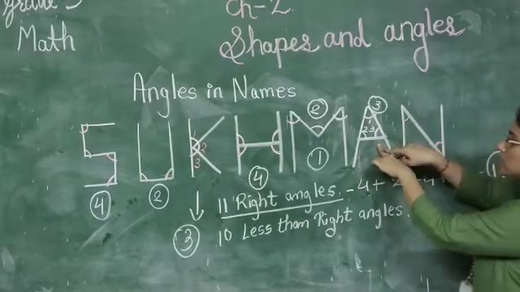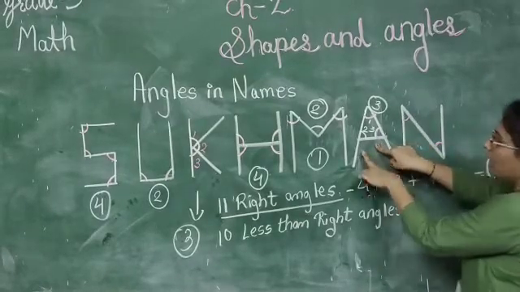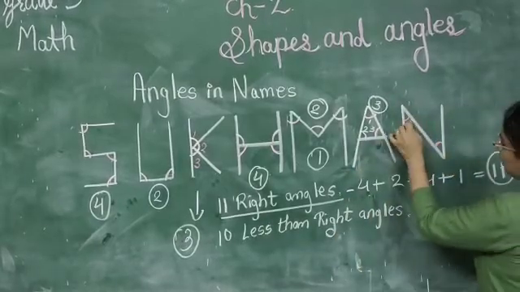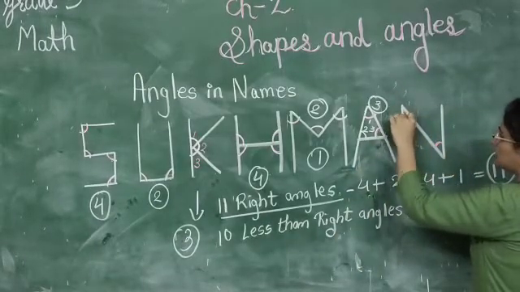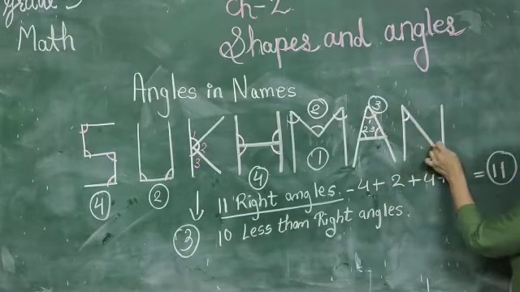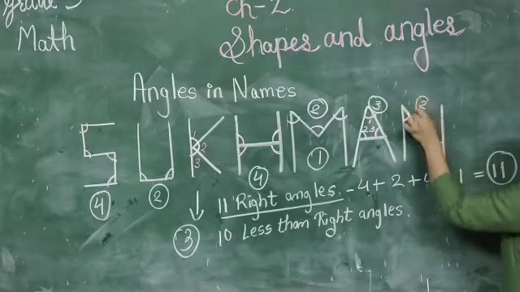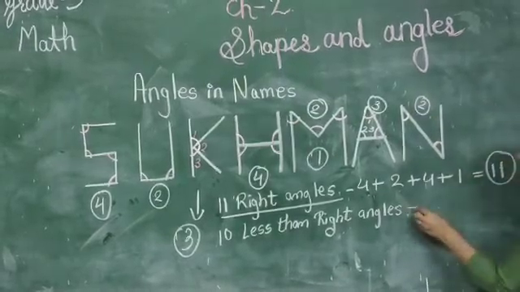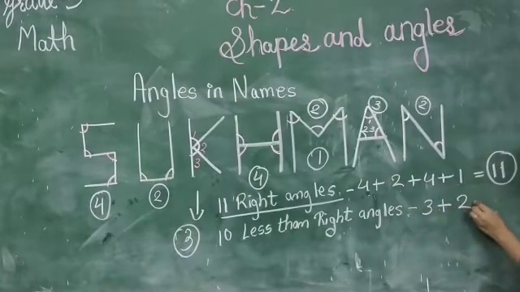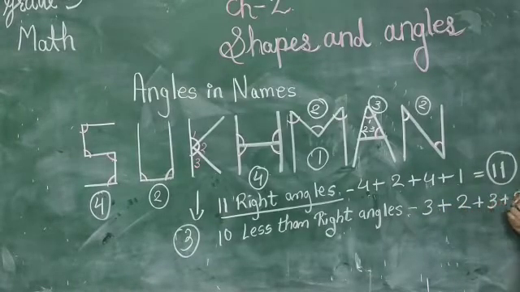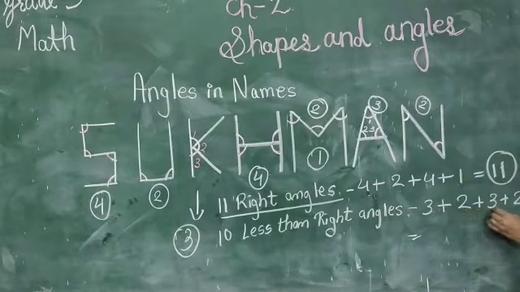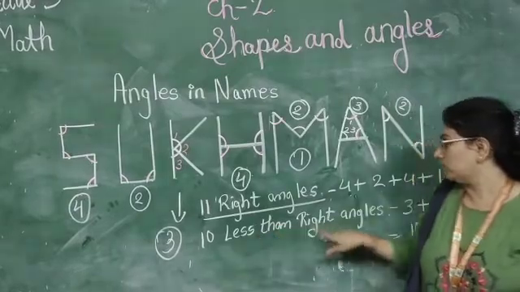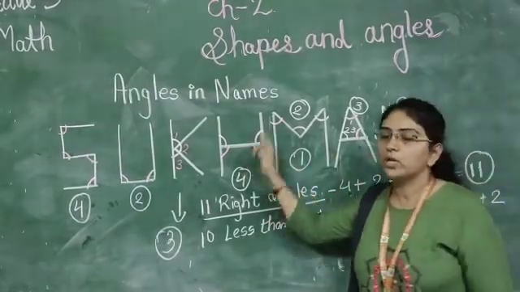But as you can see, these are more than right angles, and we have to see for the less than right angle, so we could not consider it. And the third, last letter is N. Here also it is making a less than a right angle, and this is also making a less than a right angle. So these are 2. Let's count: 3 plus 2 plus 3 plus 2, equals 3 plus 2 is 5, 3 plus 2 is 5, so it is making 10. So 10 less than a right angle we have in Sukhman's name.